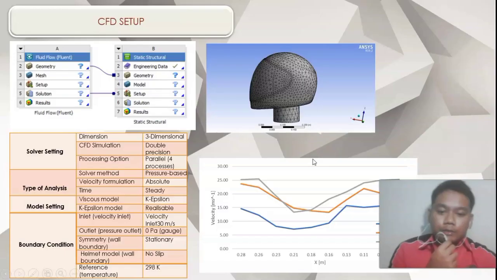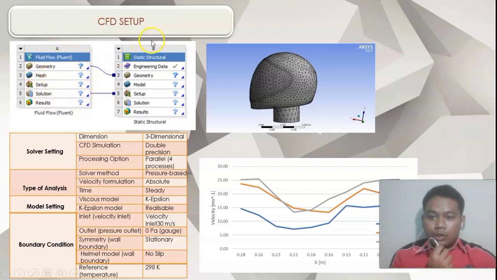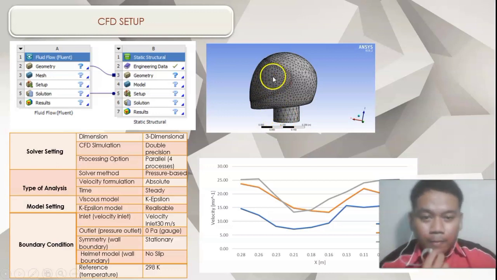And then CFD setup. For this study, we use FSI, Fluent and static structure. So we have two parts: fluid flow Fluent, which is the study of the airflow, and the static structure, the study of the effect of the fluid flow on the structural integrity, the movement of the neck, and also the effect that it causes on the neck or the helmet.